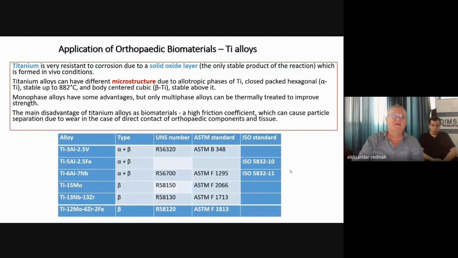This is a multi-phase alloy. Beta is stable at a certain temperature range. It is above 882, and below 882 it is alpha, which is hexagonal. And so there are of course then different options and possibilities how to heat treat these alloys and make the most of it, as you certainly remember from your engineering material courses or material science courses.